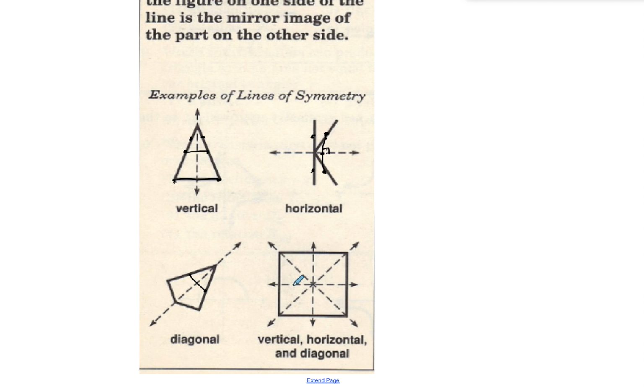In this case, I have a square. Every point on this part of the square, when reflected over this dashed diagonal line, will land on the square. In the case of a square, I have 4 lines of symmetry.